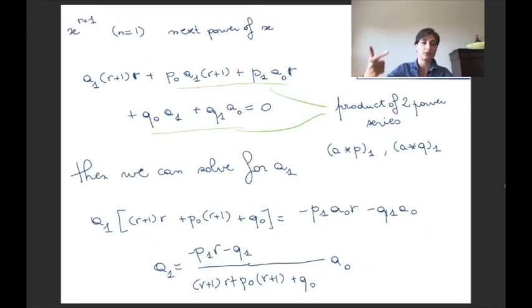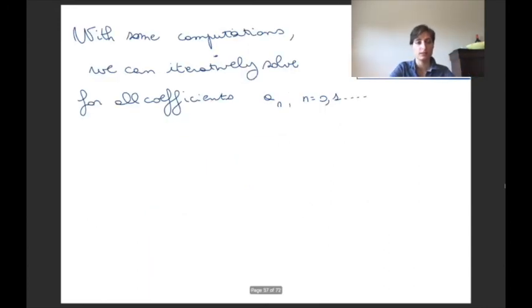And then we can go to the next powers of x. And we can define a1 as something multiplied by a0. So once we know a0, we can solve for a1. And once we know a1, we can solve for a2, and we can build this power series. And we can find all the coefficients.